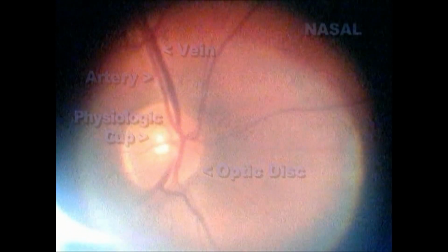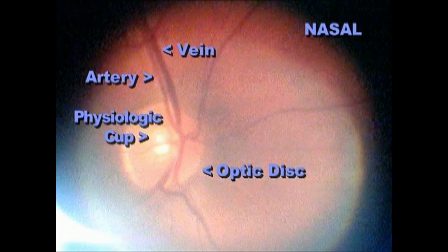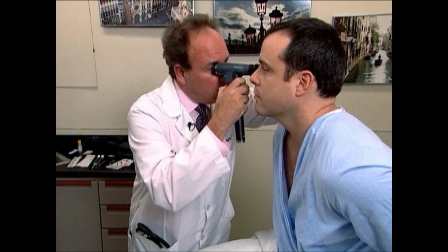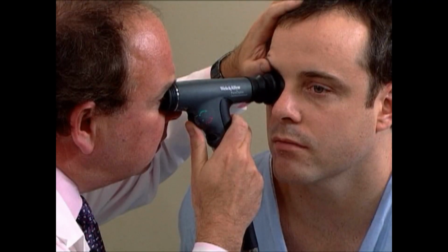You should be able to see the optic disc, the physiologic cup in the disc, the arteries, and the veins. The cup is the portion of the disc that is central, lighter in color, and penetrated by the retinal vessels. The normal ratio of the cup to disc diameter varies from 0.1 to 0.5. The examiner should check the cup to disc ratio in both eyes for symmetry.